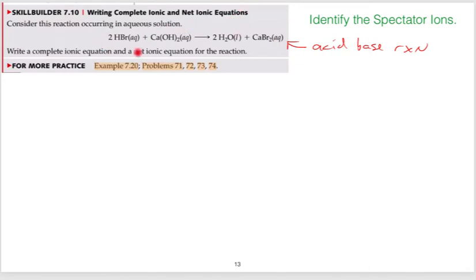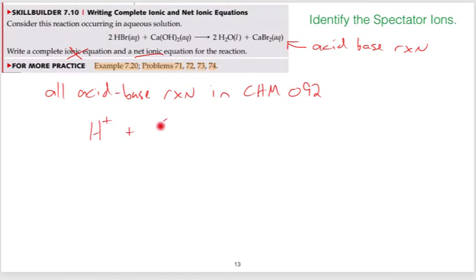So the balanced equation is already given to us, so that's nice. Now we're not going to mess with ionic equations here. We're going to focus on net ionic equations, and then also we'll wrap up with the spectator ion. Let me approach this answer 2 different ways. For all acid-base reactions in our class, it's going to look like this. Proton plus hydroxide is going to react to form water.